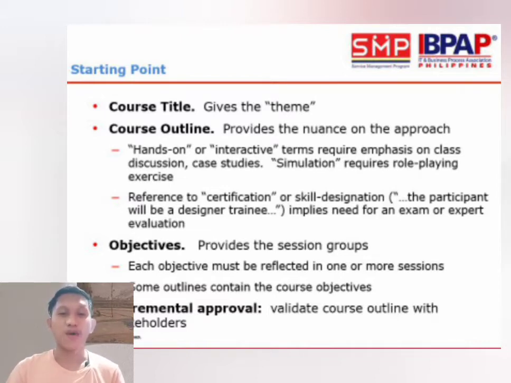And the next is the course outline. Provides the nuance on the approach. A course outline is a document that benefits everyone, or the members of your group sessions. It is an essential piece when designing any course. The course outline has a few purposes. It is a syllabus and a planning tool.